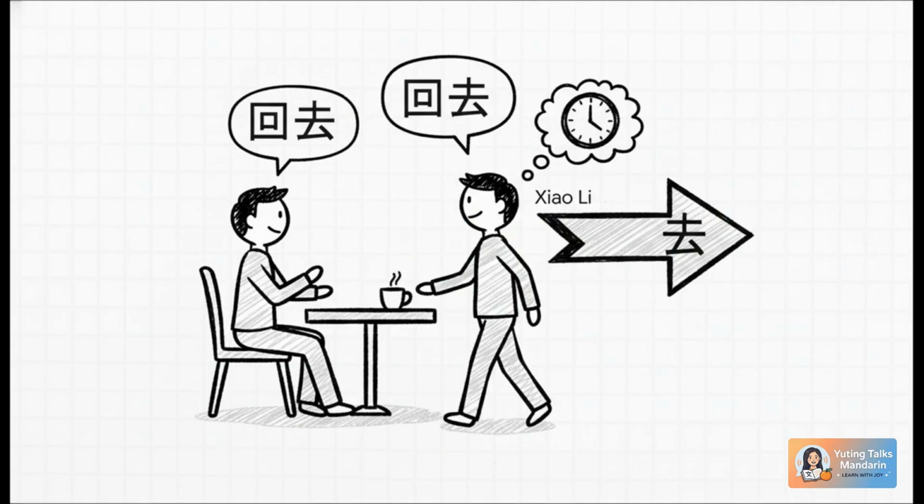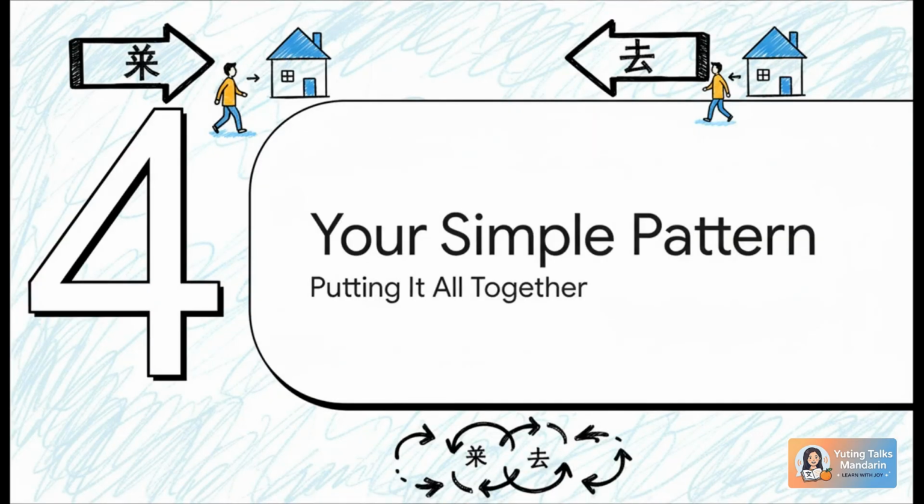So in this scene, Tom and Xiaoli are hanging out at a cafe. Xiaoli looks at the time and says, 太晚了,我要回去了, meaning, whoa, it's late, I've got to go back. He's using 回去. See that? It's return plus go because he's leaving the cafe. Then Tom asks, 你什么时候回去? When are you heading back? Since the movement is away from where they both are, they both use 去. Makes sense, right?